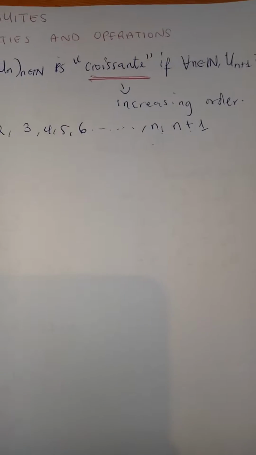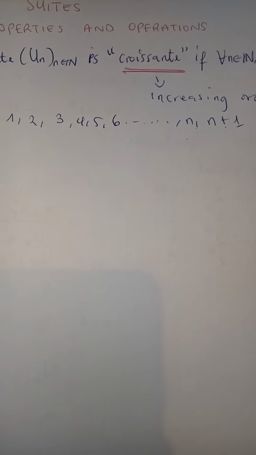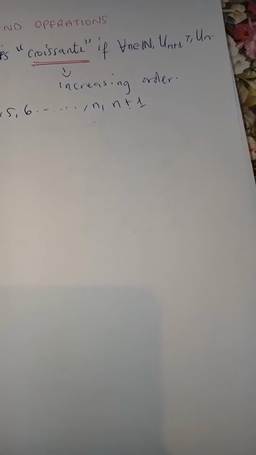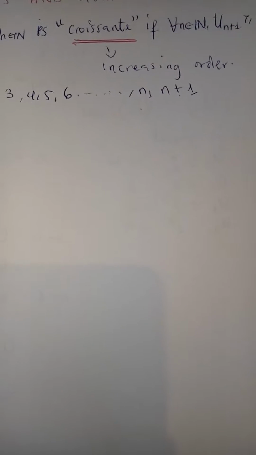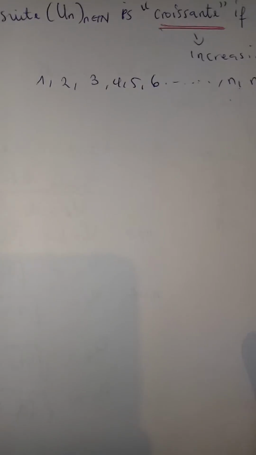A suite is said to be in increasing order if the next term is greater than the previous term. So in this case, if Un+1 is greater than or equal to Un for the general term, that is, if U2 is greater than or equal to U1, then that is when a suite is said to be in increasing order. That's when it is said to be croissante.